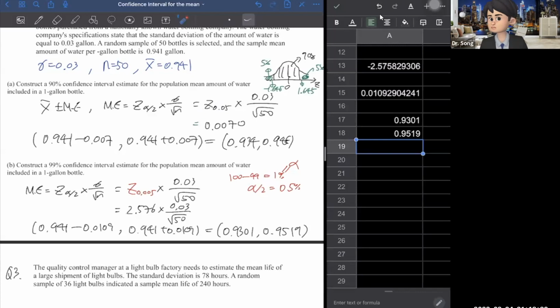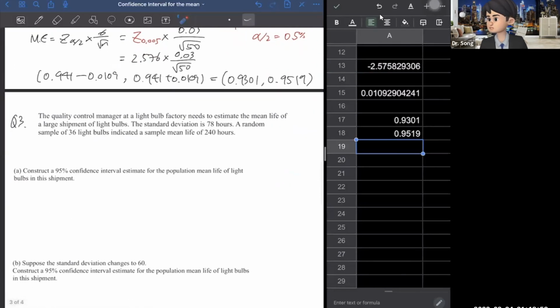Now I can twist the question. What if you have a larger sample than 50? Well, then you see that the margin value, the formula, when the sample size is larger than before, so n increases, then this margin value decreases. So when the margin value decreases, this confidence interval becomes narrower. All right, so let's solve another question.